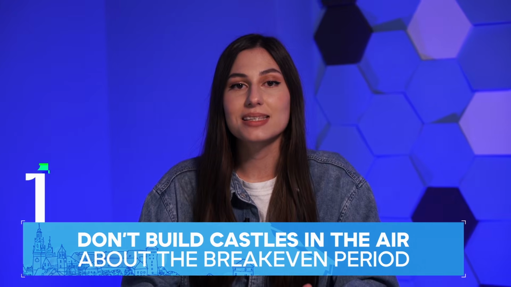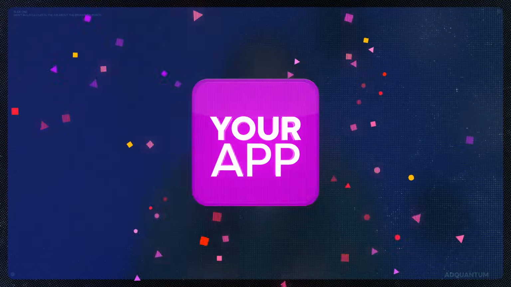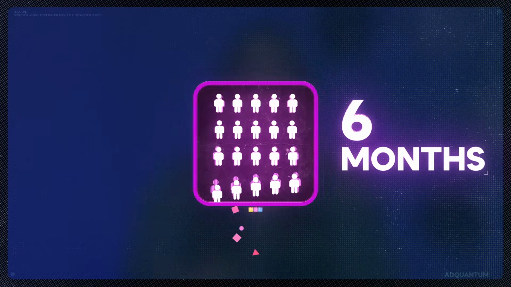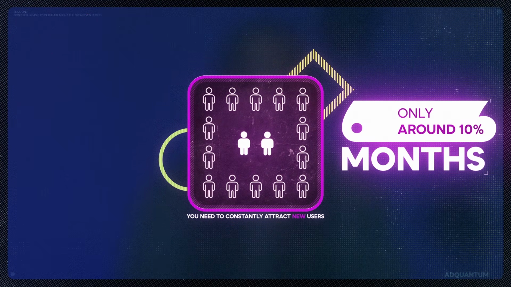1. Don't build castles in the air about the break-even period. To succeed with your app, you have to look at the situation realistically. Remember that no mobile app pays off instantly. Usually, users pay off in about half a year after their acquisition. After this period, only around 10% of acquired users remain, so you need to constantly attract new users. In fact, paid UA in this case is almost a necessity. You'll be able to not only keep your project afloat, but also get good profit.